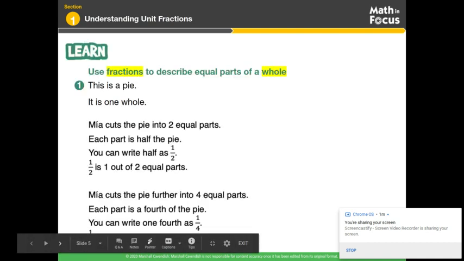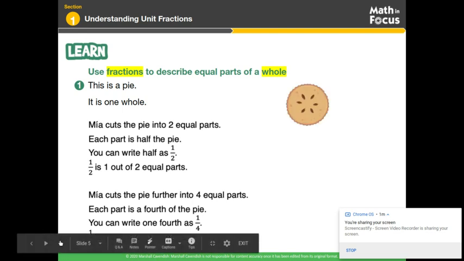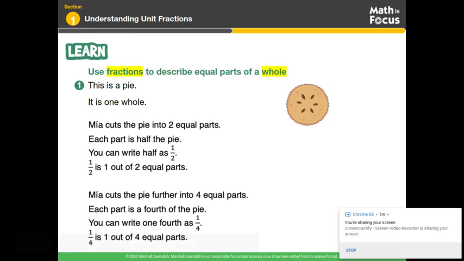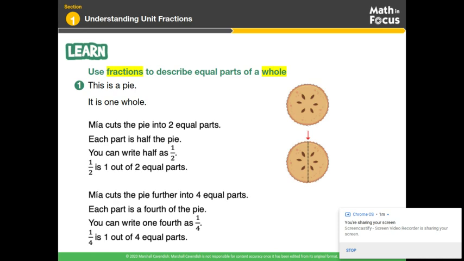You can use fractions to describe equal parts of a whole. That's what a fraction is. It describes equal parts of one whole. This is a pie. It is one whole pie. Mia cuts the pie into 2 equal parts. Each part is half the pie. You can write half as 1/2. That's the fraction. 1/2 is 1 out of 2 equal parts.